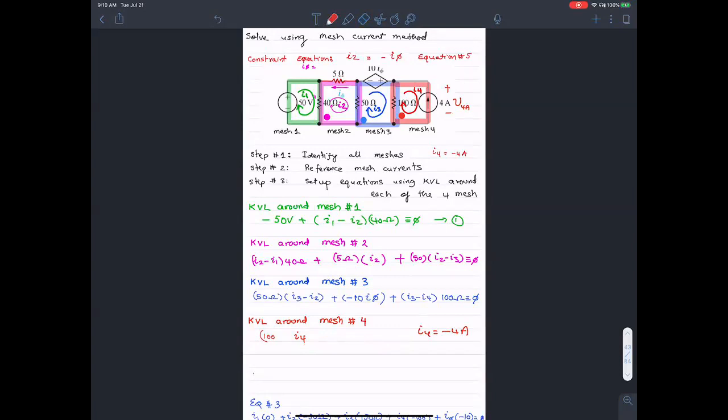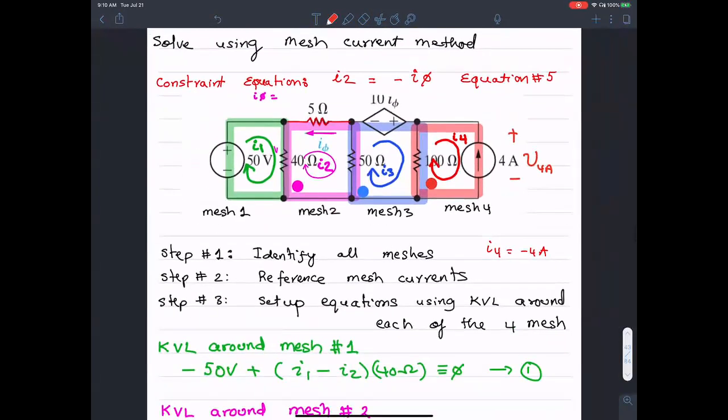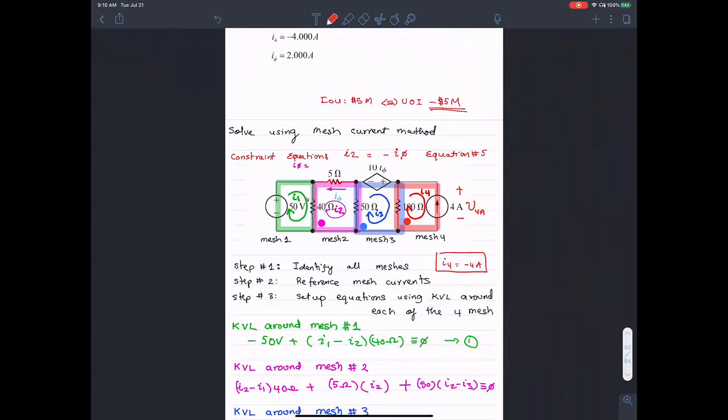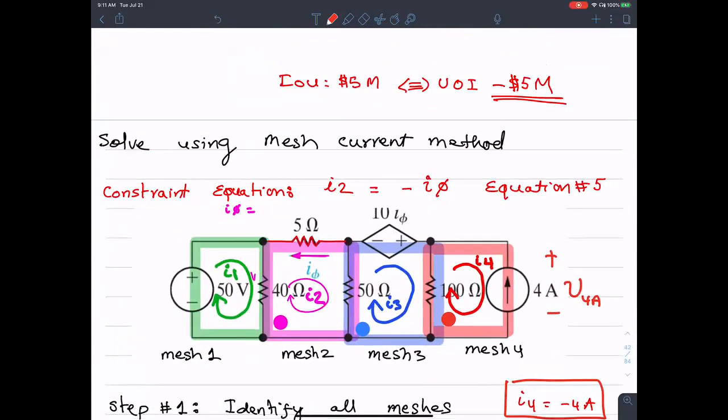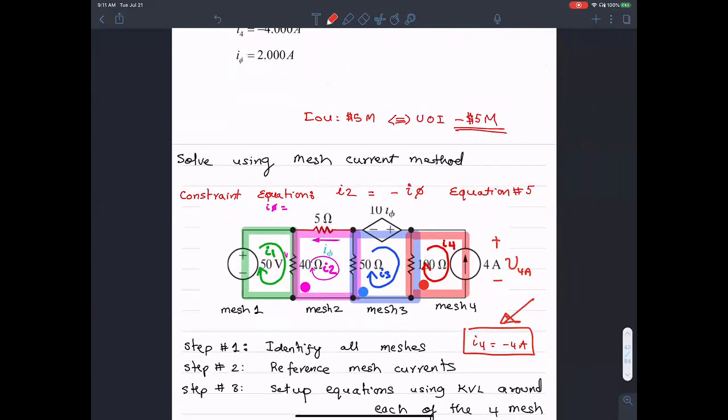What I see is I4 equals -4. So that's the constraint equation coming from the mesh over there. I can directly plug in I4 equals -4 amperes. But if you were to set up the KVL around this loop, the voltage dropped across this 100 ohm resistance should equal the voltage dropped across the 4 ampere source. So for mesh 4, you simply use the constraint equation that we saw.